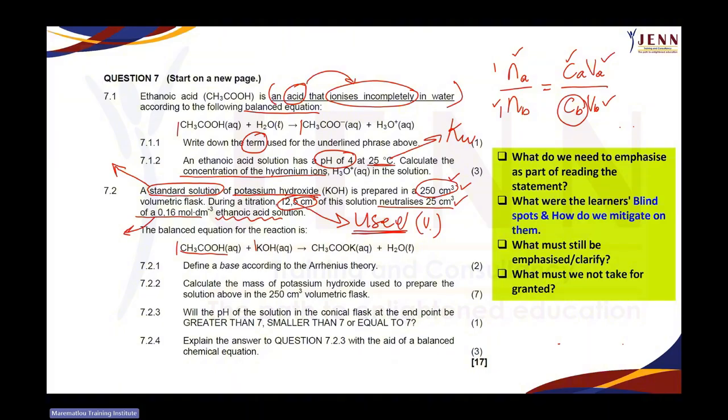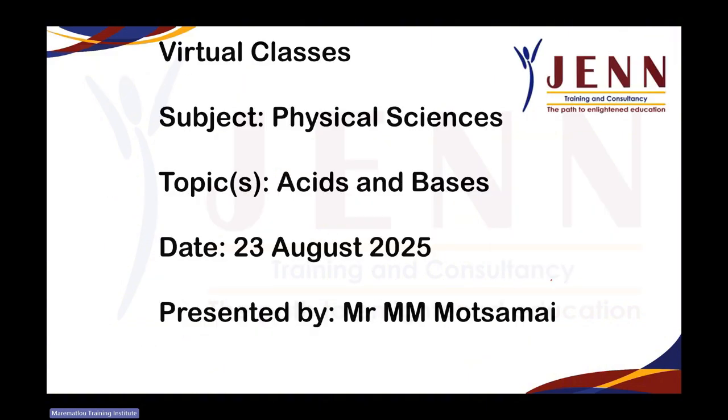Then they say, calculate the mass of potassium hydroxide that was used to prepare the solution above in the 250 centimeter cubed volumetric flask, for 7 marks. Yes, now they want you to go back.